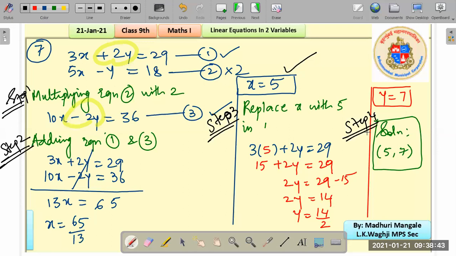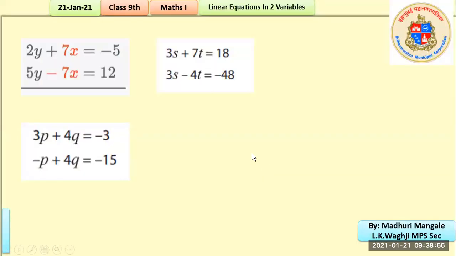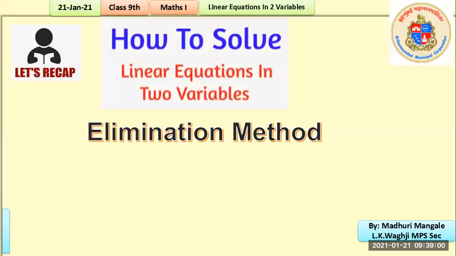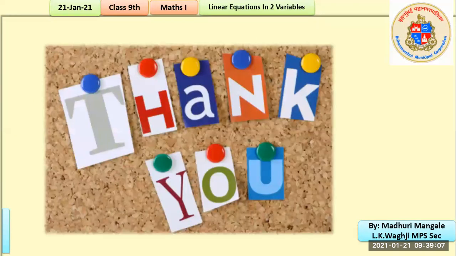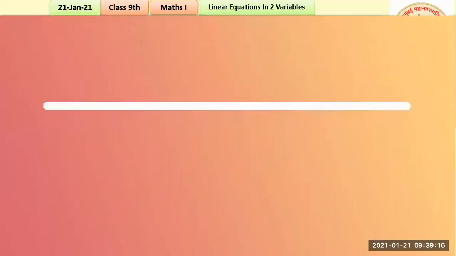Isn't that easy? Just simple 3 to 4 steps and you get the answer. So that's all for today, students. I guess you all have understood how to solve simultaneous linear equations in two variables by the elimination method. Do practice a few questions from your problem set and see you in the next class. That is tomorrow.